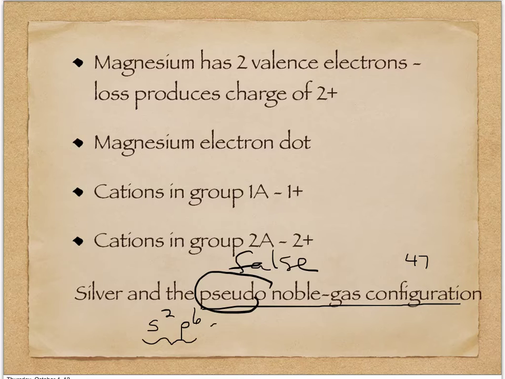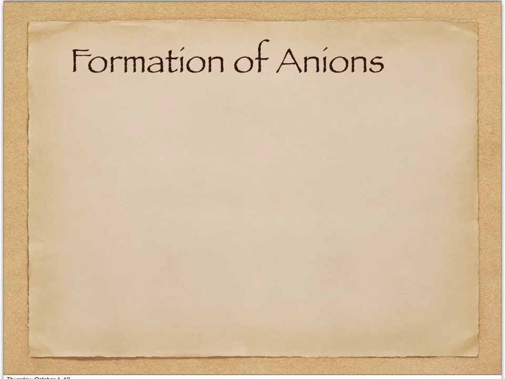The next best thing is to also have the D sublevel filled with 10. And rather than having 8 electrons, that's a total of 18. So silver has this pseudo-noble gas configuration where it has 18 electrons in its outer level. And that's a pretty stable configuration for silver. So that's what it tries to do. It can't get to 8, it would have to lose way too many, like 11, to get down there. But it gets down to this 18 instead.